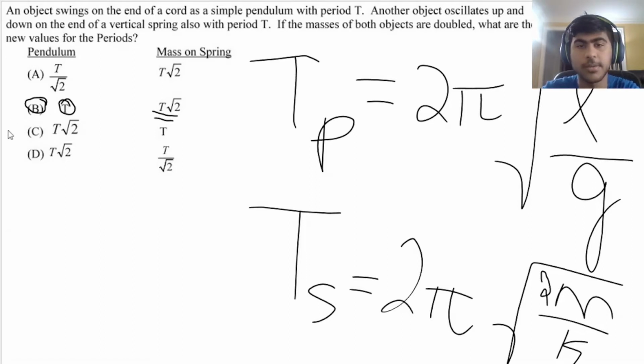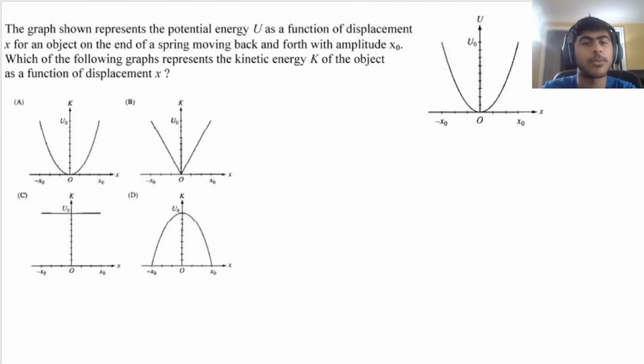Let's keep going. The graph shown represents the potential energy U as a function of displacement x for an object on the end of a spring moving back and forth with amplitude x0. Which of the following graphs represents the kinetic energy K of the object as a function of the displacement x?